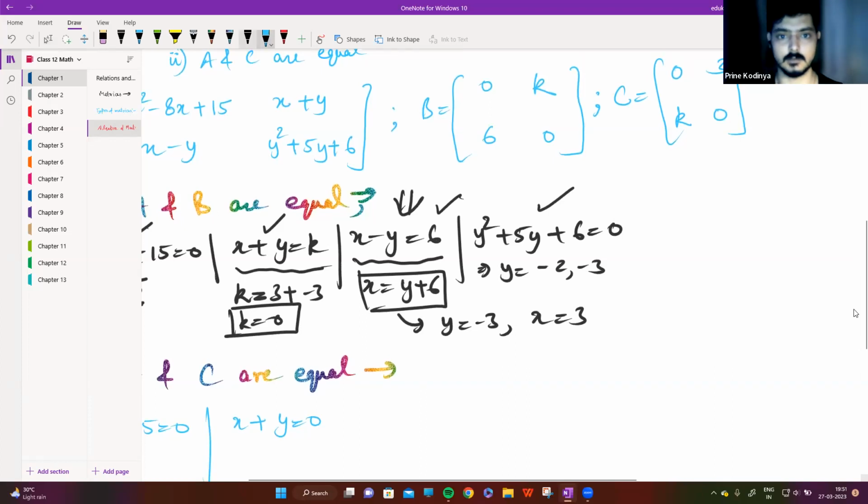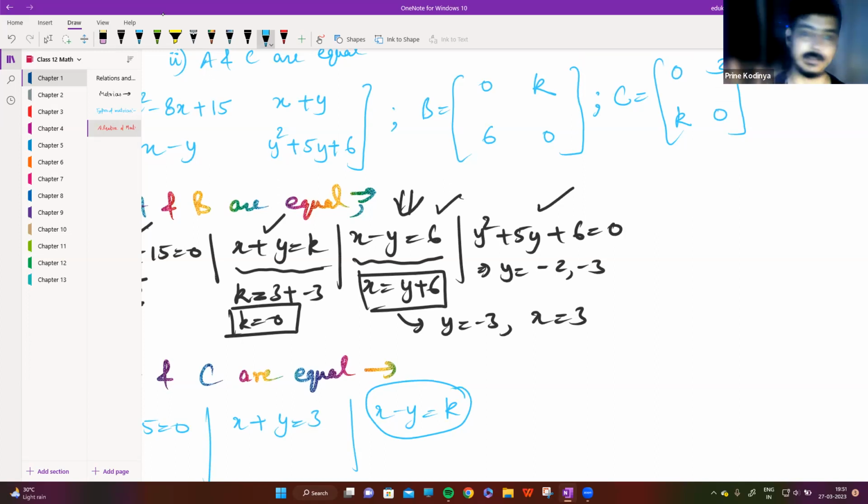Oh, sorry, not 0. So x plus y gives you this times 3. Then x minus y is equal to k. So we have to find out k from x and y. Before going to this equation, we have to find out x and y. Then only we will be able to find out k.